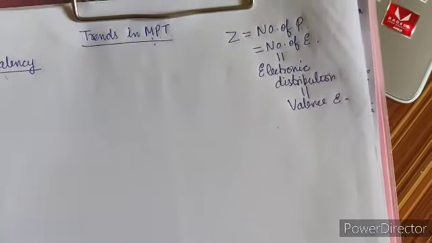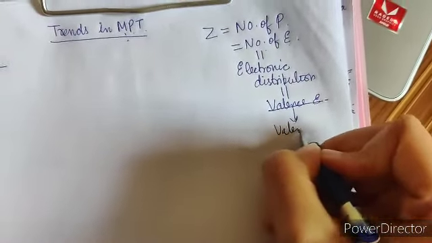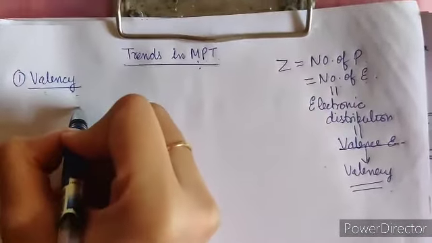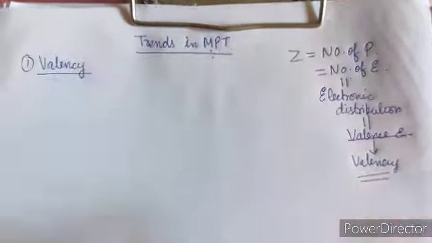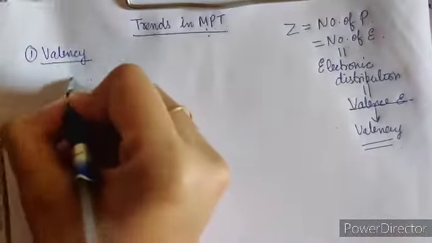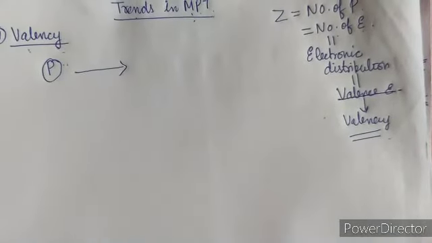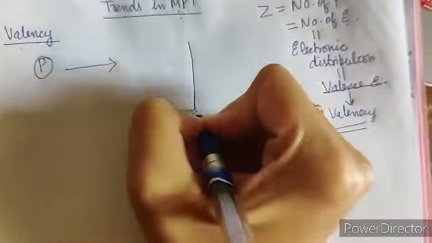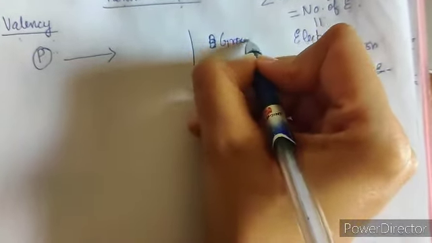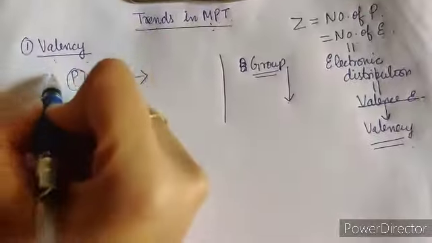From the electronic distribution you can get to know the valency. Valency is determined by the number of valence electrons present in the outermost shell. So this is the basic concept. Now for knowing the trends, we will first see what happens across the period, that is, moving from left to right, and then what happens when we move in a group, from top to bottom.